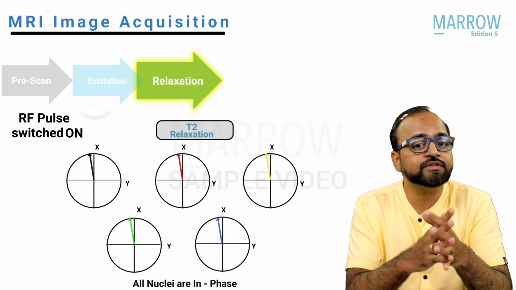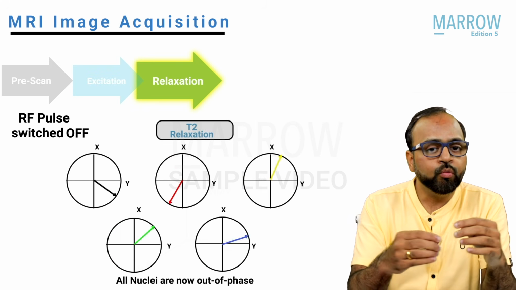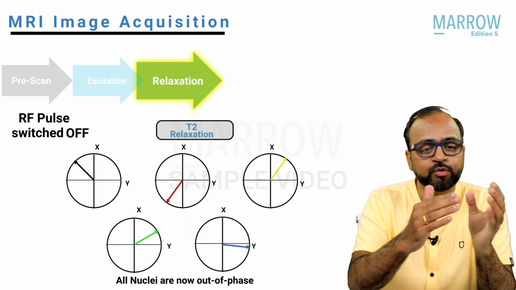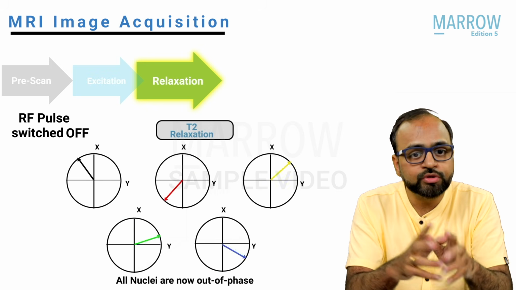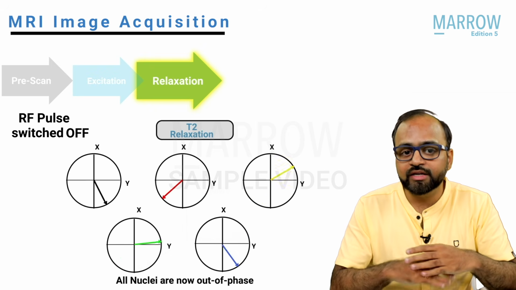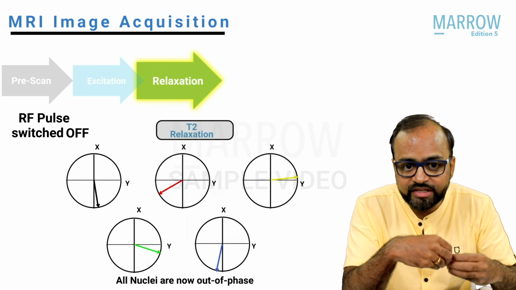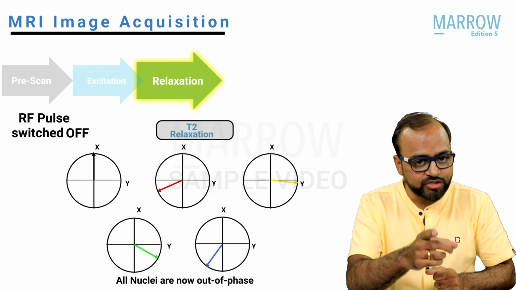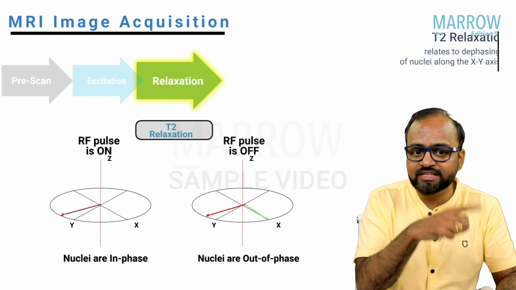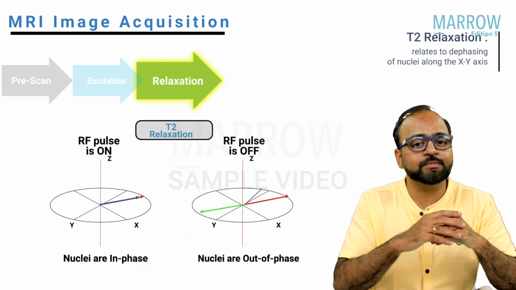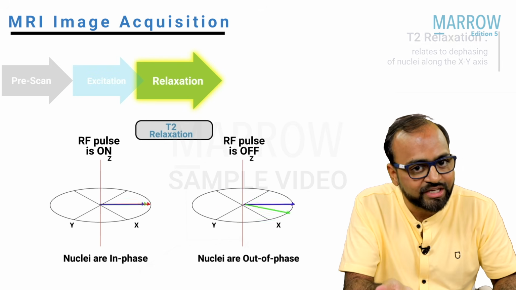But what happens when the radio frequency pulse is switched off? Suddenly, when the radio frequency pulse is switched off, one nucleus spins slowly, the other one spins faster, the other one is even faster, the other one is the fastest. So they are no longer together. They are spinning at their own pace. This is called out of phase. This dephasing that occurs along the xy plane that we just saw is what is called T2 relaxation, right? So from in phase, when the radio frequency pulse is switched off, they become out of phase. This is called T2 relaxation. It occurs along the xy axis.